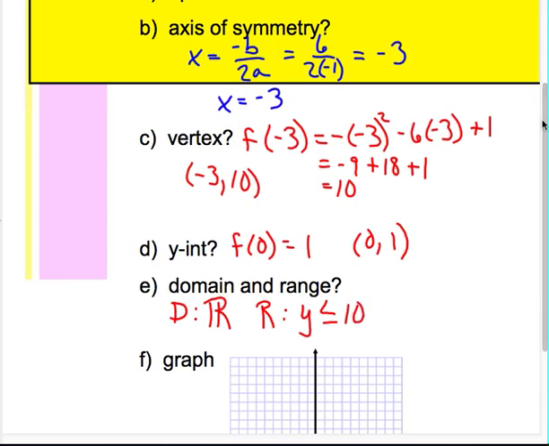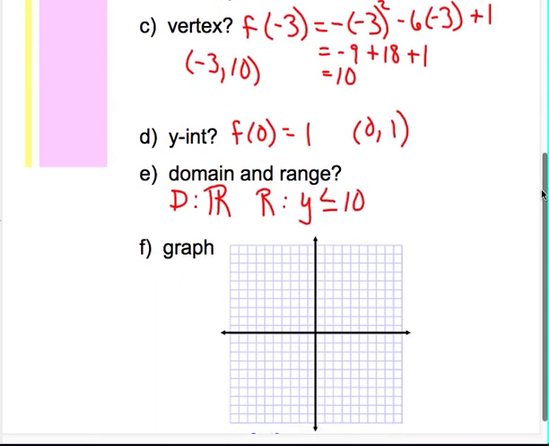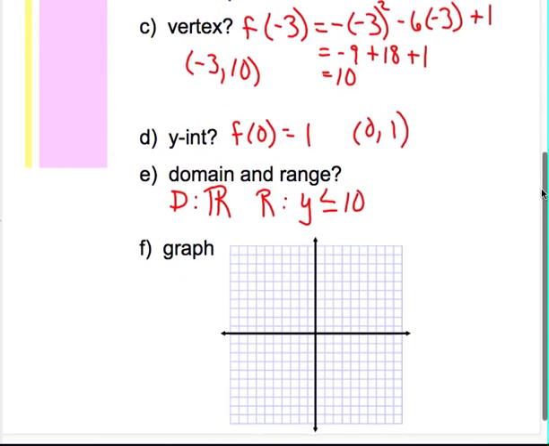All right, so we're going to put all of this information together on the graph. First of all, our vertex was negative 3, positive 10. Our y-intercept is 0, 1. And what I like to do is use this axis of symmetry to reflect the y-intercept across the axis of symmetry, and that gives me another point on the graph. So the y-intercept is 3 units to the right, so I can graph a point 3 units to the left along that same line, the y equals 1. And then I can graph my parabola.